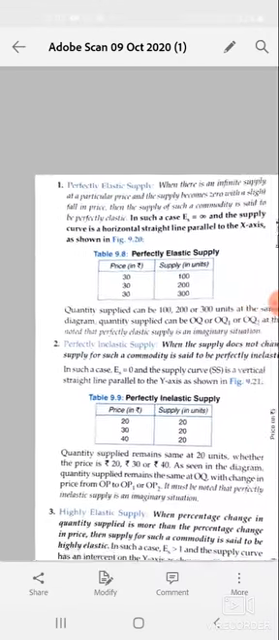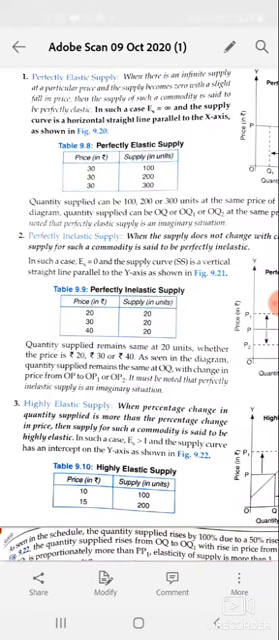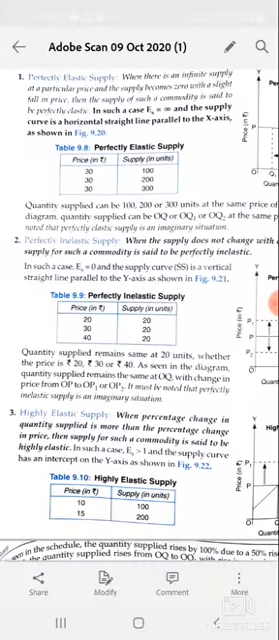Good morning, dear student. In the previous class, we discussed the methods of calculating elasticity of supply: the percentage or proportionate method. Today, in today's class, we are going to discuss the 5 degrees. That is an important topic in this chapter: the 5 degrees of elasticity of supply. If we talk about the degrees, we categorize them into 5.